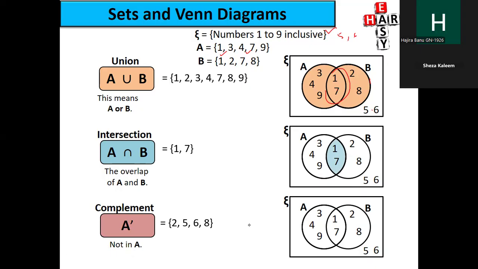Yes, but ma'am, why can't we write 1 and 7 also? Because 1 and 7 are part of B also. But this is a part of A also. And A complement means we should write what is not in A. Oh, okay.